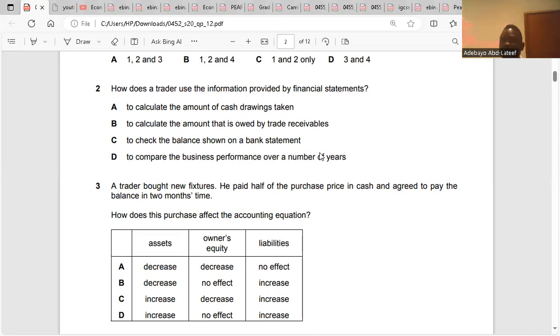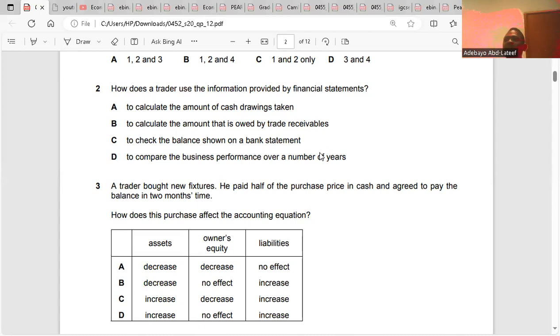So do you get the point I'm making here? Do you get the point or not? They say, what does a trader use a financial statement for? We use it to compare the business performance. Because as soon as the financial statement is prepared, we're going to know the profit for the year. I'm going to know the value of our assets and liabilities, yes or no? So these are basically the performance of the business.